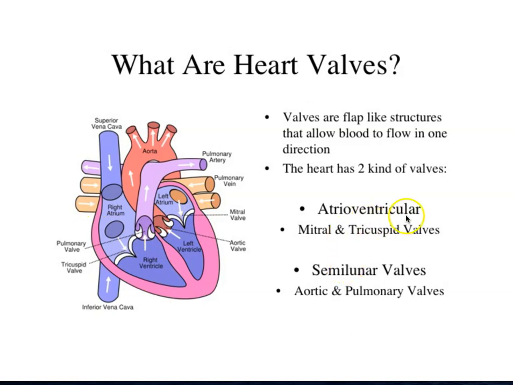So we've already talked about the two AV valves, the mitral and tricuspid. Tricuspid on the right, mitral on the left. Sometimes you will hear the mitral valve called the bicuspid valve because it has two cusps. But clinically, no cardiologist is ever going to call it the bicuspid valve. It will always be called the mitral valve. So learn it as the mitral valve.